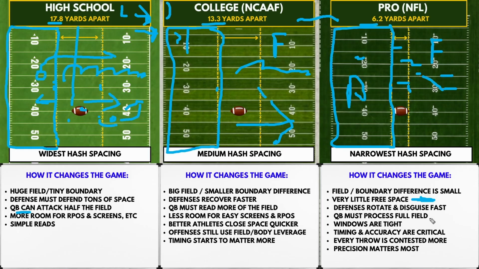So quarterbacks must be able to process the whole entire field, not just a little section like they could in high school or even in college, which means there are tight windows, and accuracy and all that stuff must be paramount. So the hashes change the game. That's what a lot of people don't notice. The field is the same width, but the hashes determine where the ball is located and what windows are available, how much free grass the offense gets, or how much grass the defense is expected to cover.